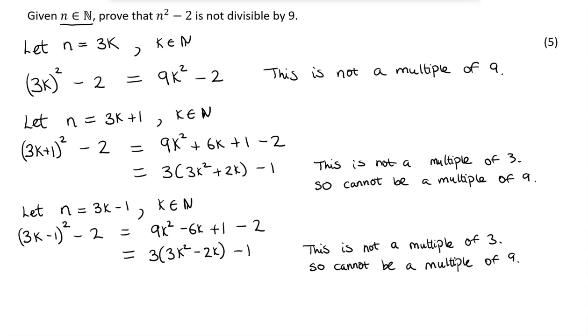So we've shown that all the multiples of 3 plus 1, when you plug them into n squared minus 2, are not multiples of 9, and when you do it for multiples of 3 minus 1, that doesn't work either to be a multiple of 9. So therefore we can conclude that n squared minus 2 is not divisible by 9 for n being a natural number.